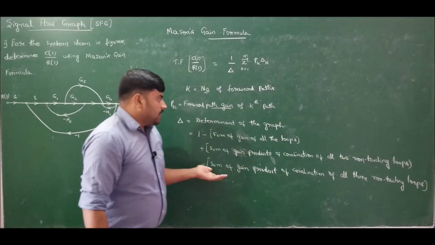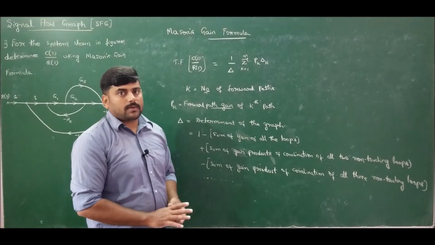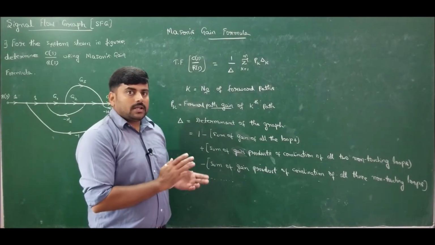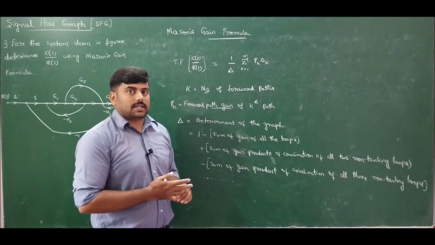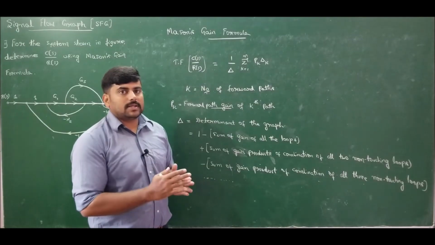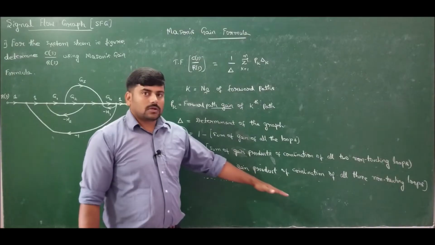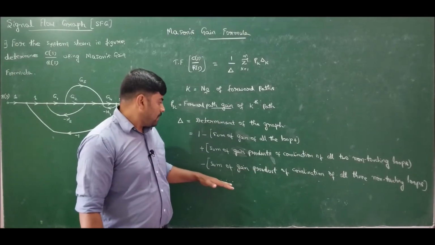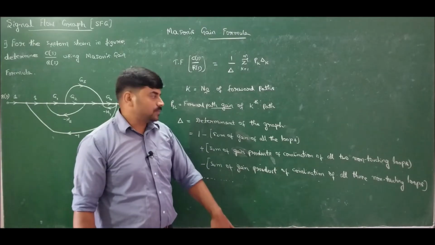So like that I should determine three non-touching loops' loop gain product. I should obtain likewise how many combinations of three non-touching loops there are, then multiply their loop gains and take the summation of them. That will give us the term number 4. Likewise we can go for plus sum of gain product of combination of all 4 non-touching loops.